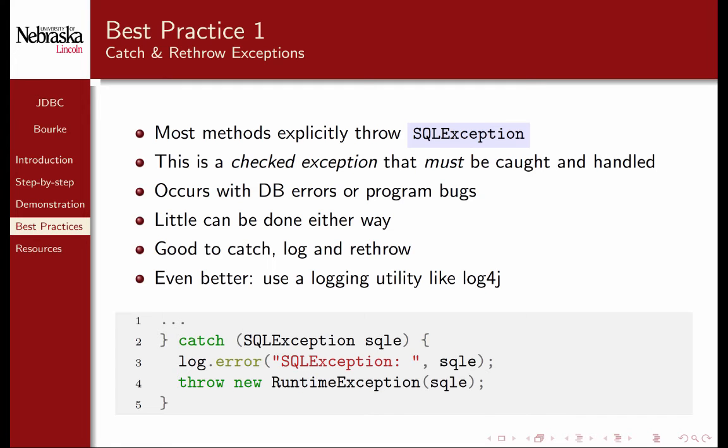Checked exceptions were intended to be only for errors that a program could reasonably recover from. However, there is no reasonable way to recover from a poorly written SQL statement, or a misconfigured server, or a missing network connection. Since there is little that can be done, the best thing to do is simply log the error and rethrow it as an unchecked exception. The best way to log the error is to use a logging system such as Log4j, which we will not cover here. In this example, I've logged the error and rethrown it as a generic runtime exception.